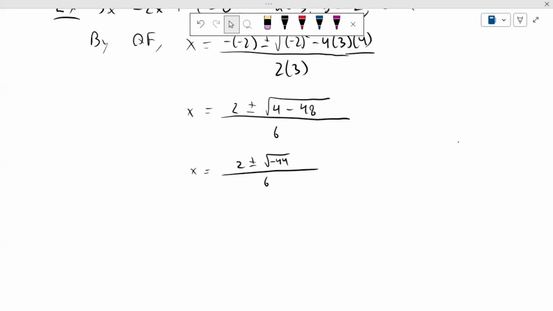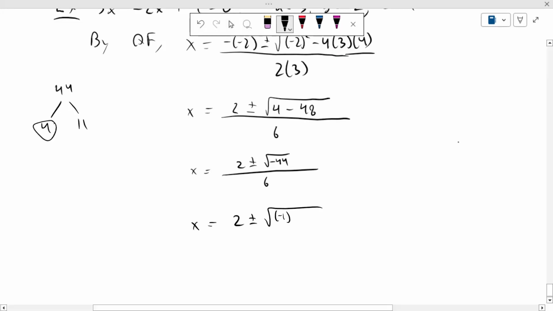So we know we're going to get an imaginary number here, but we still need to simplify the square root of 44. 44 is the same thing as 4 times 11, and 4 is a perfect square, so that's great. Then x is equal to 2 plus or minus the square root of -1 times 2 squared times 11, all over 6. We can simplify this quite nicely. The square root of 2 squared is just 2, then we get the square root of 11, and the square root of -1 is i. So 2 square root of 11 times i, all over 6.